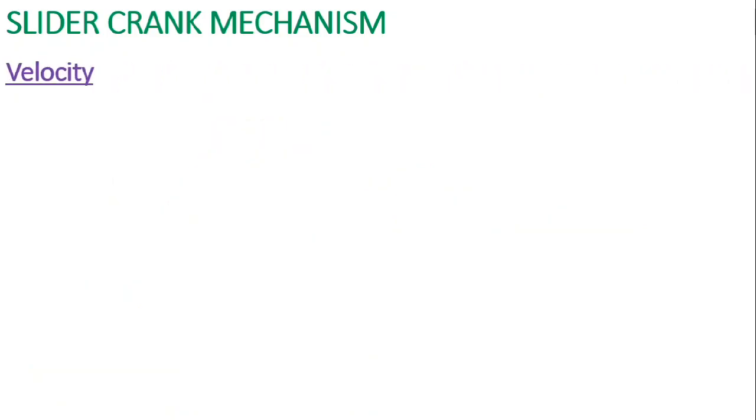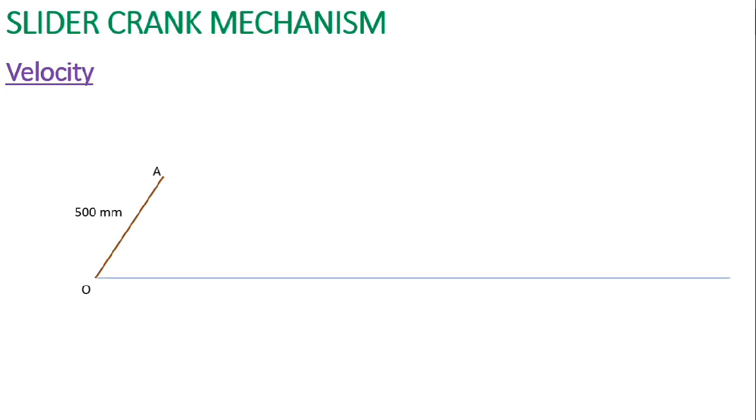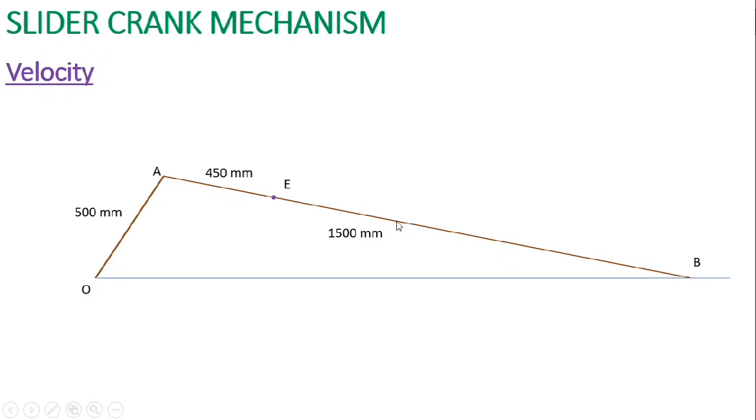First we shall construct this mechanism with the given dimensions. Here we construct this OA, which is 500 mm long, that is the crank, at 60 degrees angle. Then we construct this connecting rod AB, which is 1500 mm, from point A. Then we locate the point E. This is the construction, because we are going to draw the velocity and acceleration diagrams either parallel or perpendicular to these links. So let us see how to determine first the velocity of the slider crank mechanism using the graphical method.